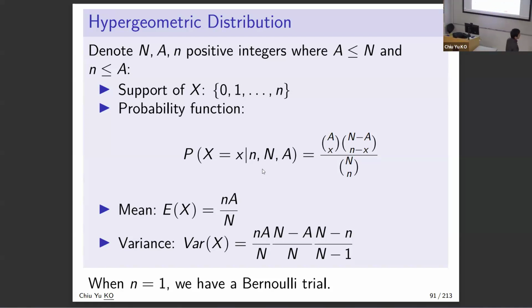The only thing is variance, right? If you accept this A over N is p, this is n p, this is 1 minus p. You forget this guy, that is binomial, right? The only thing you can look at is N minus n. When n is 1, that is binomial, right? But when n is more than 1, you can see this guy is different, right?